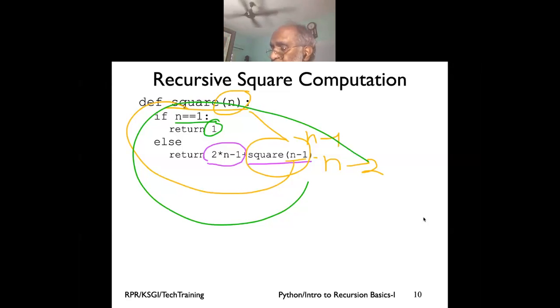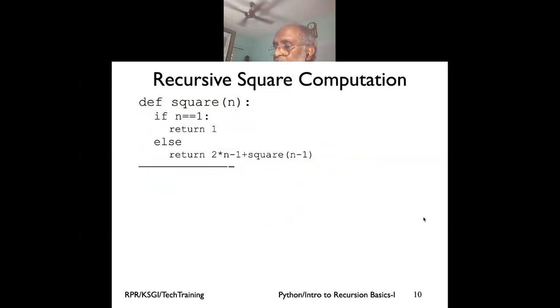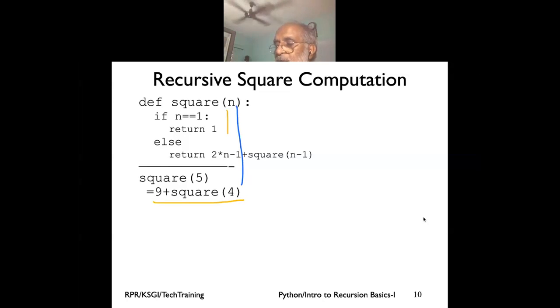Let's look at the example here. Let's say I need to compute the square of 5. The square of 5 means n is equal to 5. So this condition will fail. That means I'll come to this. So it will be 2 into 5 minus 1, which is 9, plus square of 4. When n is equal to 4, this condition fails. I'll come to the else part. So square 4 is 2 into 4 minus 1, which is 7, plus square of 3.